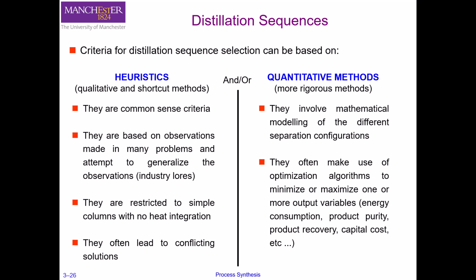And these heuristics, or industrial guidelines, are normally restricted to simple columns with no heat integration. But very often these heuristics lead to conflicting solutions. Okay, so we can also use quantitative methods, which involve mathematical modeling of different separation configurations to minimize one or more output variables. So in the simple sense, we could either use heuristics that are mostly based on common sense, or we can use quantitative methods that are based on objective methods that are usually linked to maximization or minimization of specific variables or multiple variables in order to come up with the best distillation column sequence.